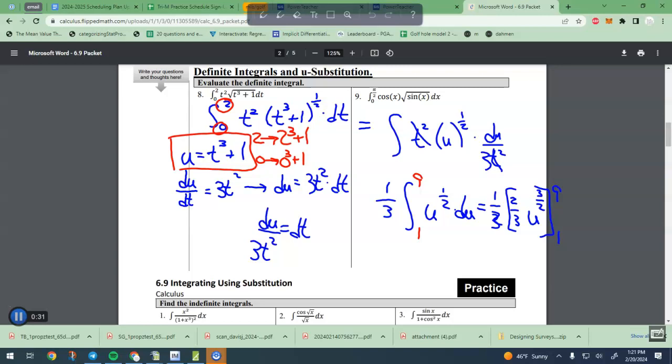So I've got to plug in the top minus plug in the bottom. You guys see that? To me, it's easier to pull that 2/3 out now than worrying about it being on the inside when I'm plugging in. So I'm going to cross out that 2/3 and 1/3 and write it as 1/9. Sorry, 2/9.